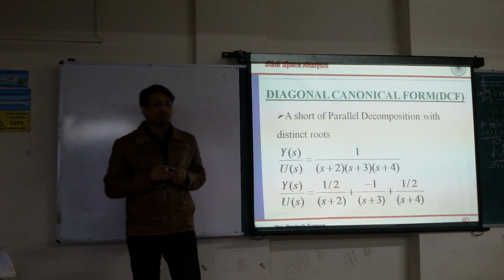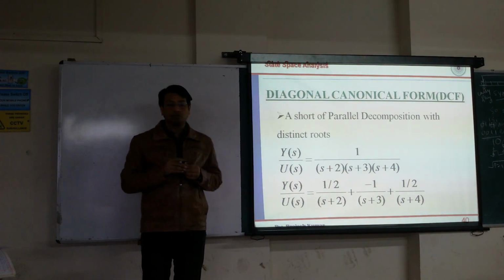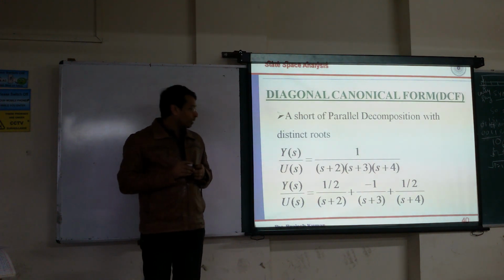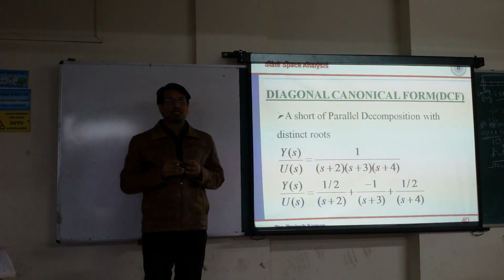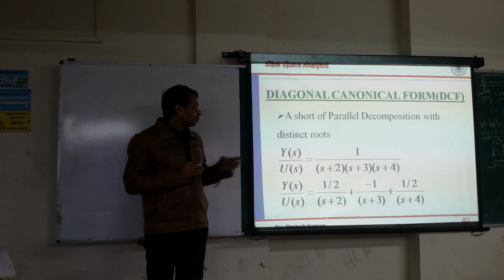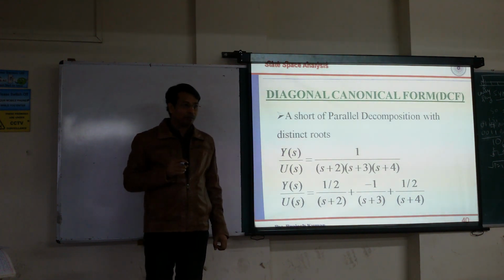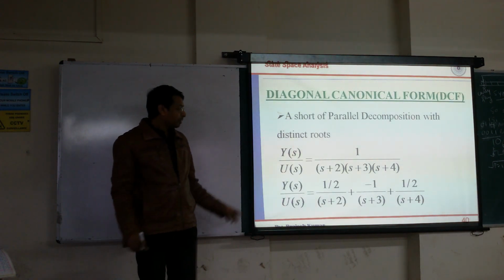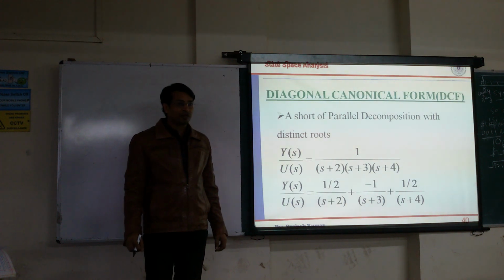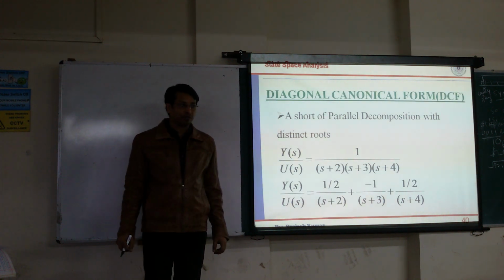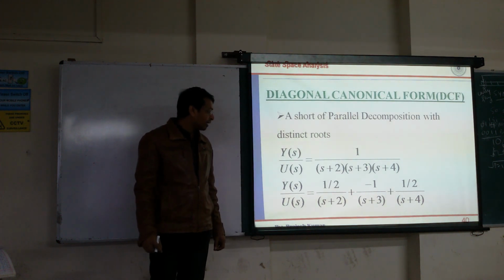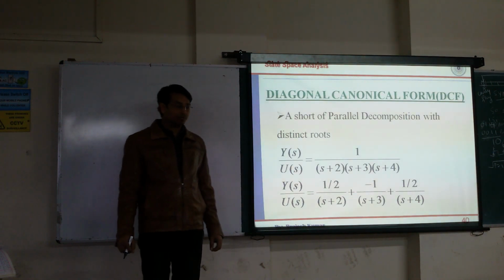That is, you are given a transfer function Y(s) upon U(s) is equal to 1 upon (s plus 2) multiplied by (s plus 3) multiplied by (s plus 4), and I want to decompose this in parallel form. Okay. So first thing you have to perform is the partial fraction of your given transfer function. Okay. So if you solve this, you will get the coefficients like 1 by 2, minus 1, plus 1 by 2 as coefficients.